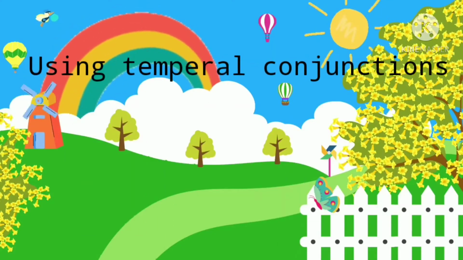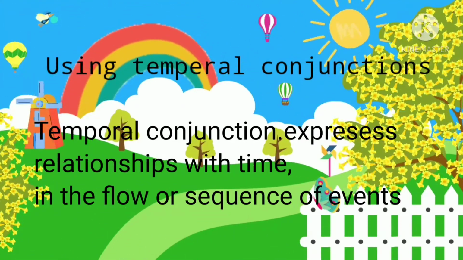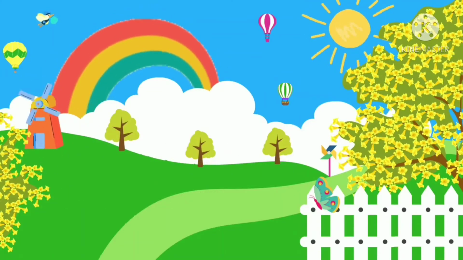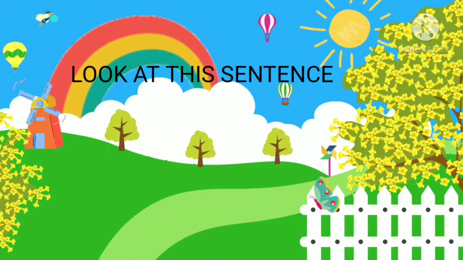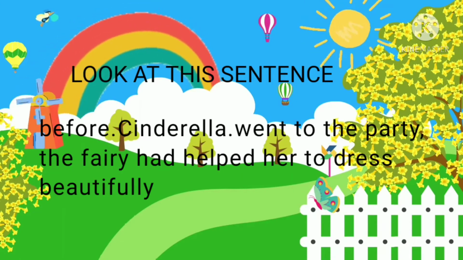Using temporal conjunction. Temporal conjunction expresses relationships with time in the flow or sequence of events. Take a look at this sentence. "Before Cinderella went to the party, the fairy had helped her to dress beautifully."